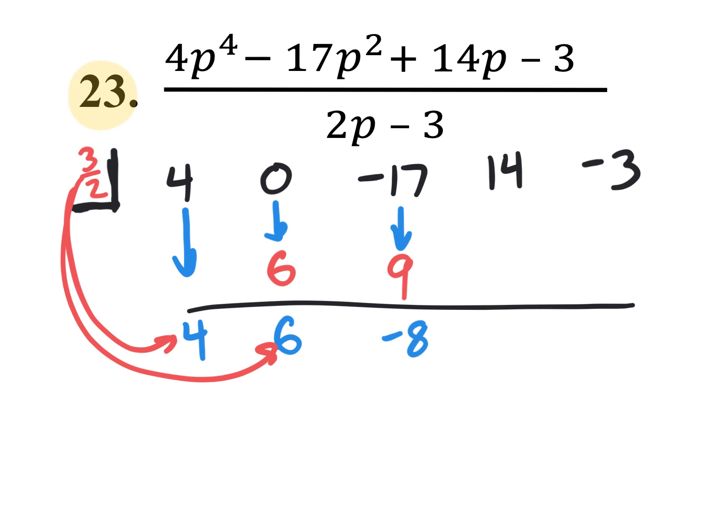-8. As we go up, multiply. So 3/2 times -8. Do the -8 times 3. What's -8 times 3? -24. Divided by 2? -12. As you go down, combine. 14 take away 12. 2. As you go up, multiply.